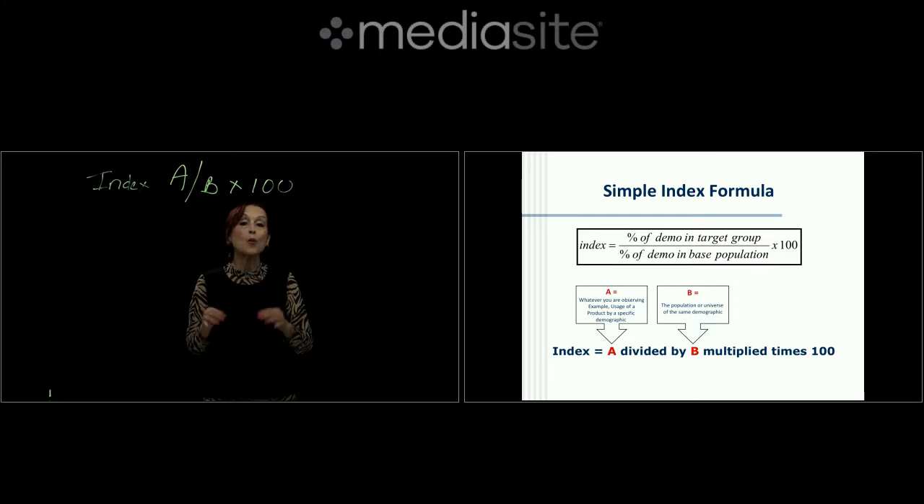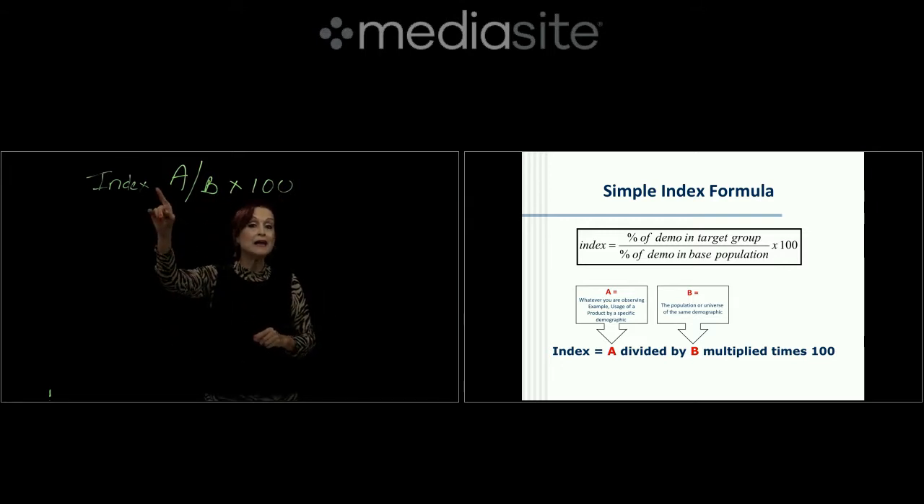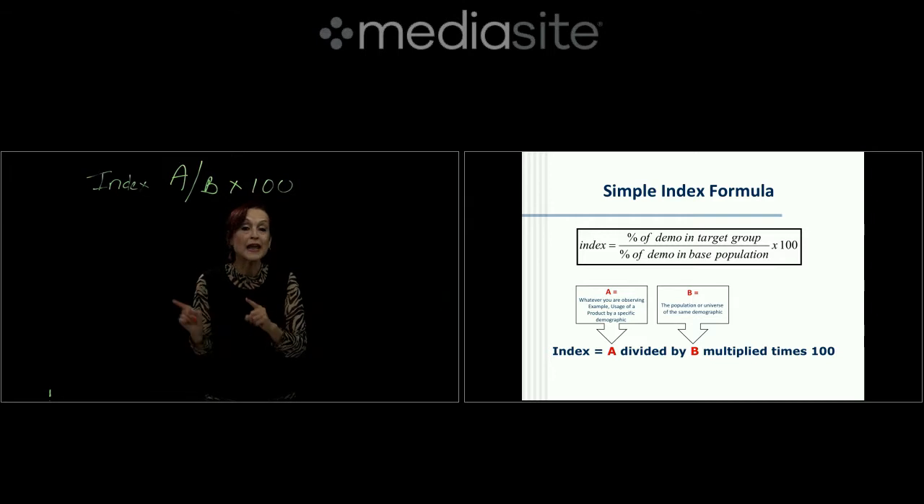Basically, what "Hispanics over-index in the consumption of orange juice" means is as follows. Remember that in this formula, A divided by B multiplied times 100, A is the product consumption you are observing. In this case, it was a consumption of orange juice in the U.S. Hispanic market. And B is the general population, meaning everyone else in the U.S., for this demographic.